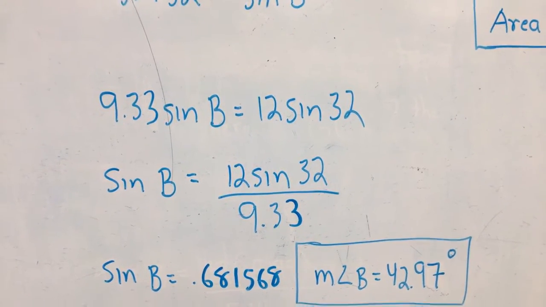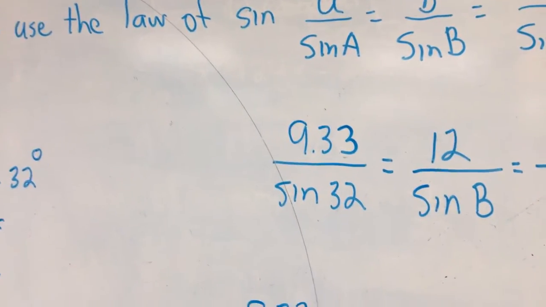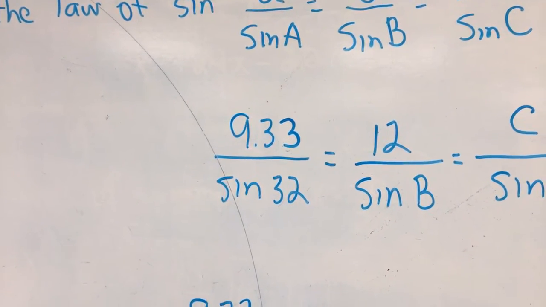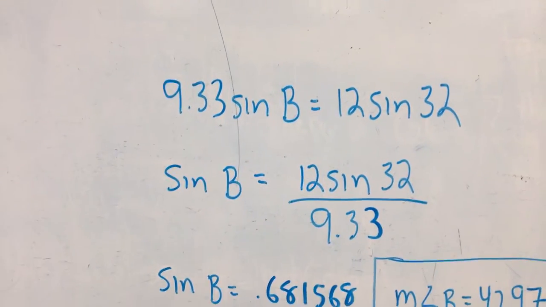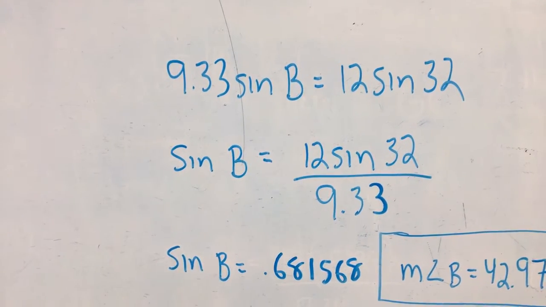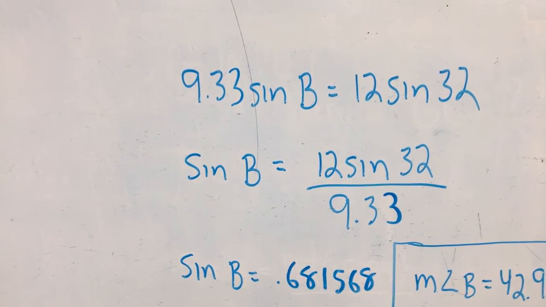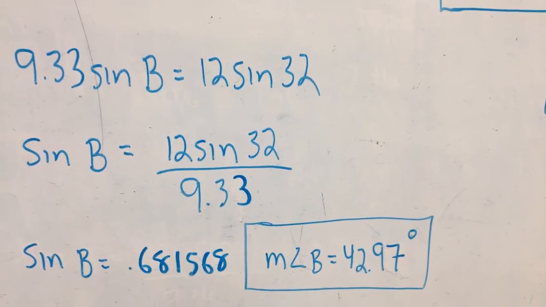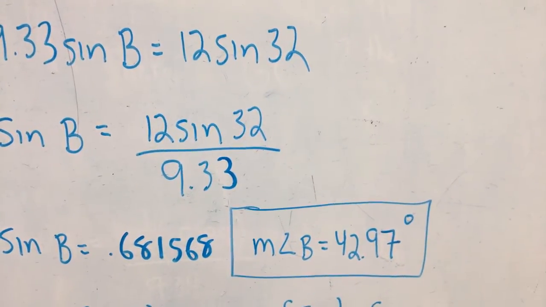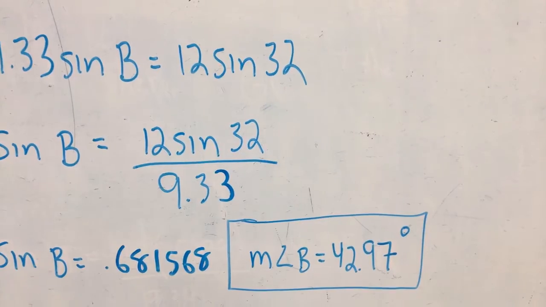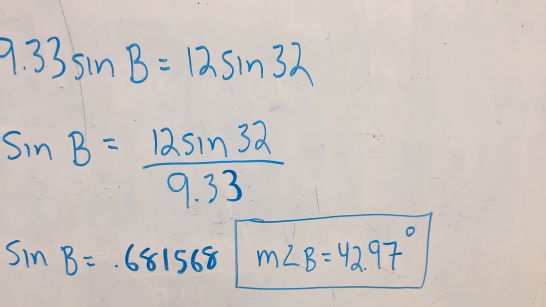42.97 degrees. So let me go through how we found the measure of angle B again. We went through here and we used the law of sines. We took the information that we had, we set it up, we cross product, we found that sine B is equal to 0.681568. Now that is what that inverse sine key will do for you. It can convert the sine of the angle to the actual measure of the angle. So inverse sine 0.681568. And remember, that's your second key and then sine.